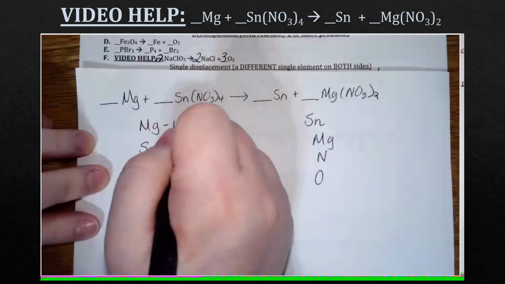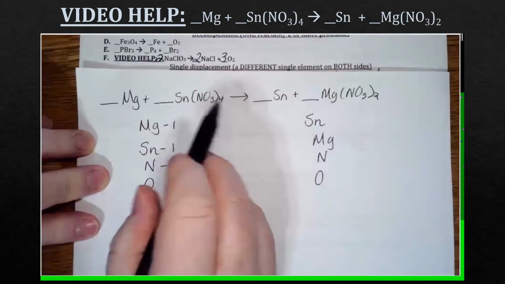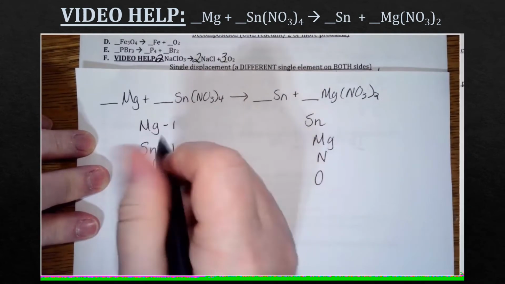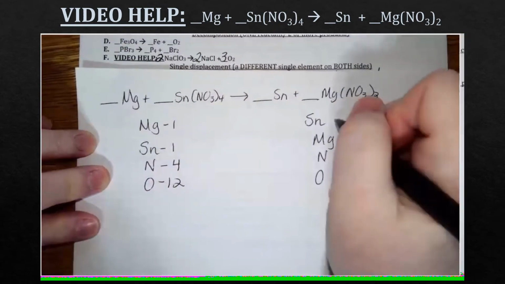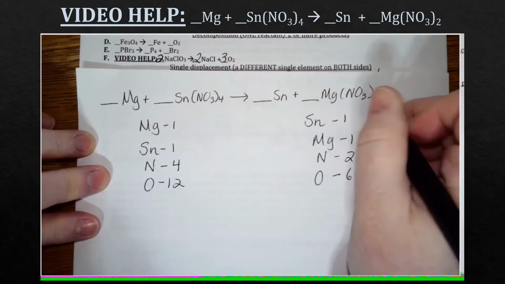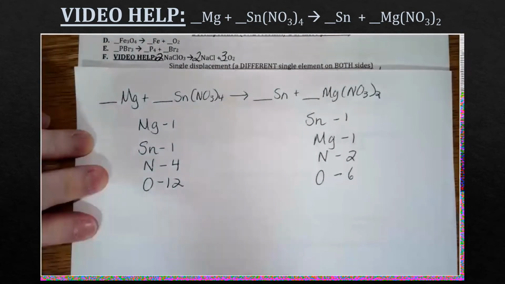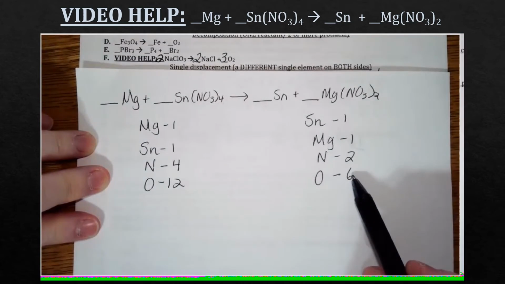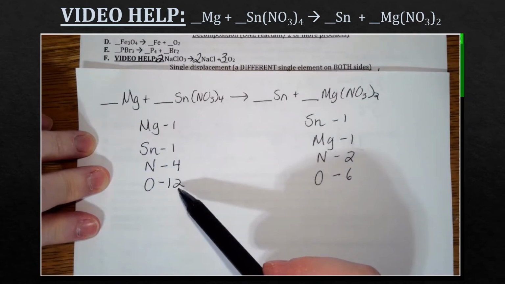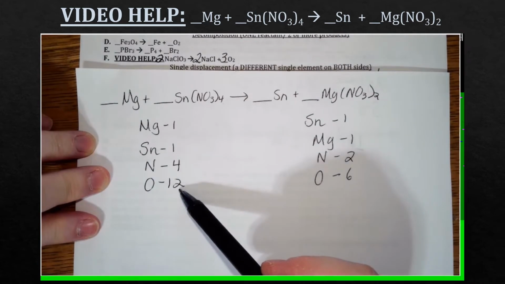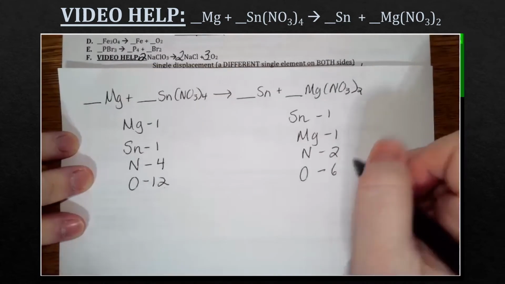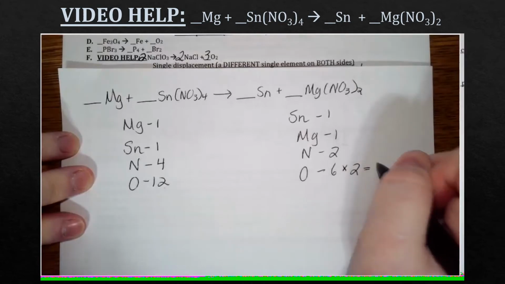So magnesium 1, tin is 1. Nitrogen, I have to multiply by the subscript, so that's 4. Oxygen is 12. On this side, 1, 1, 2, and 6, 2 times 3. Well, I need to start somewhere, so let's start with this O. In order to balance the O, I am going to, over here, need to multiply it by 2, correct? So times 2 equals 12.